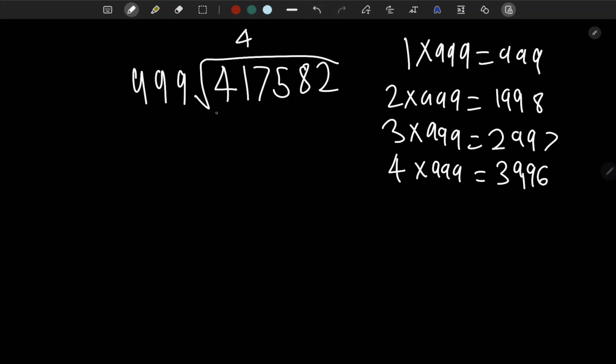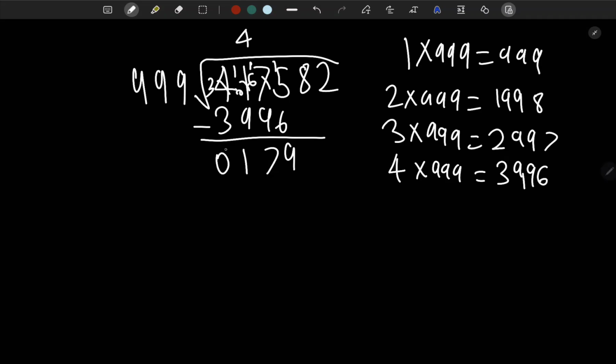and minus 3996 and perform subtraction. So this is going to be 6 and 1 here, 4 and 5, so 9, and we need to carry another 1 here, so 16 minus 9 is 7, and this is again we need to carry 1 here. It's going to be 179 as a remainder because this is 0.